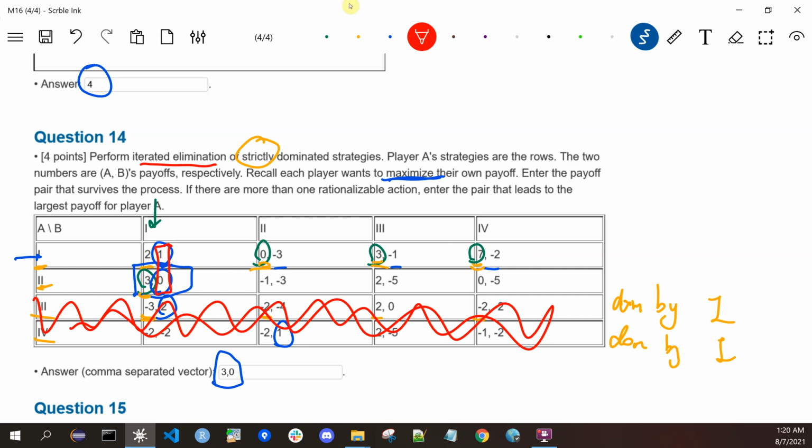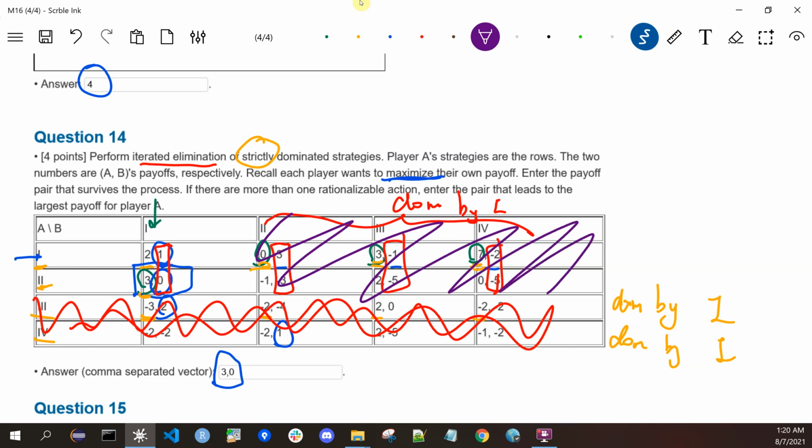I get 1, 0 from 1, -3, -1 from 2, -5 from 3, and -2, -5 from 4. So I guess the choice is obvious, right? 1, 0 dominates everything else. So all three of them are dominated by 1. So for the column player, I'm just going to remove all three of these actions.